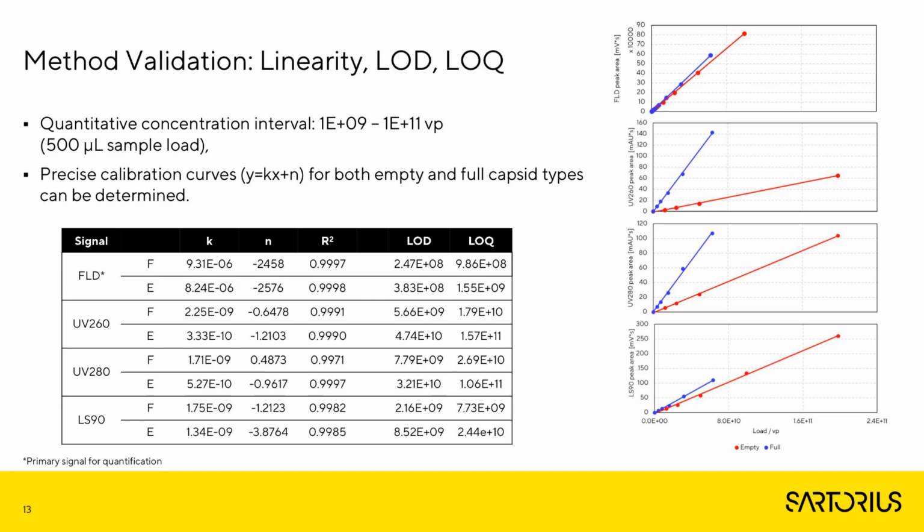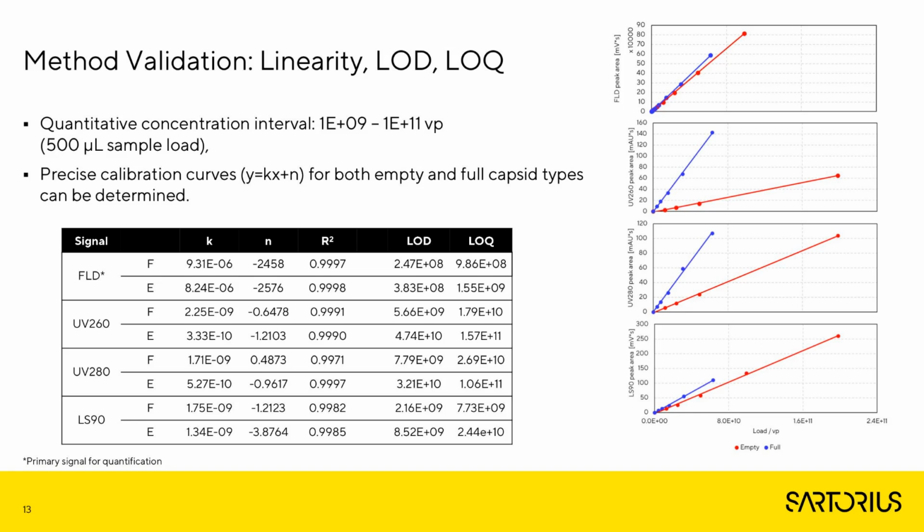We also then performed the method validation. So we did a linearity, a limit of detection, and limit of quantification. On the right-hand side, I have the calibration curve for the full capsids, which is the blue line, and for the empty capsids, which is the red line. So we performed this for the fluorescence detector, for the UV 260, UV 280 detector, and for the light scattering detector.